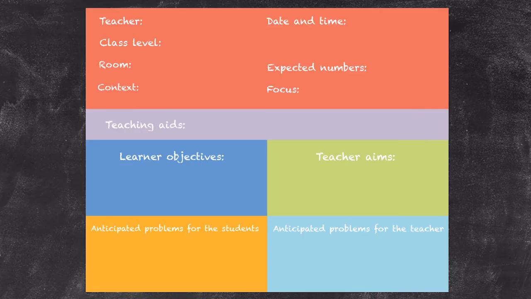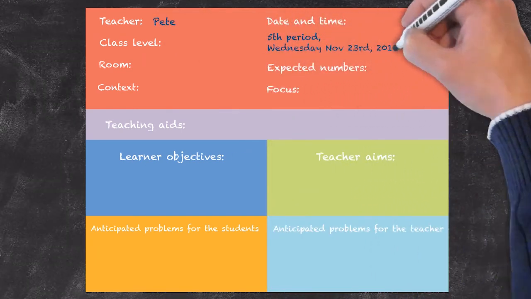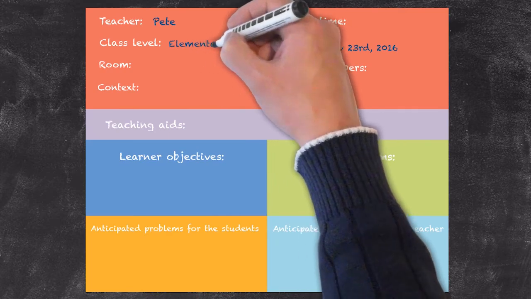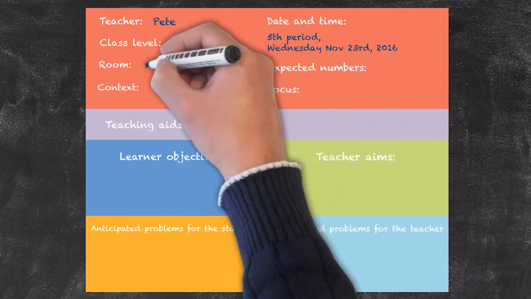Okay, so we're going to use this pro forma as our lesson plan, and we're going to fill one out as though we were planning for an actual lesson. So we start off with some basic information about the class: the name of the teacher, date and time, and the class level. In this particular case, our class is going to be an elementary class, and the room will be room 3.